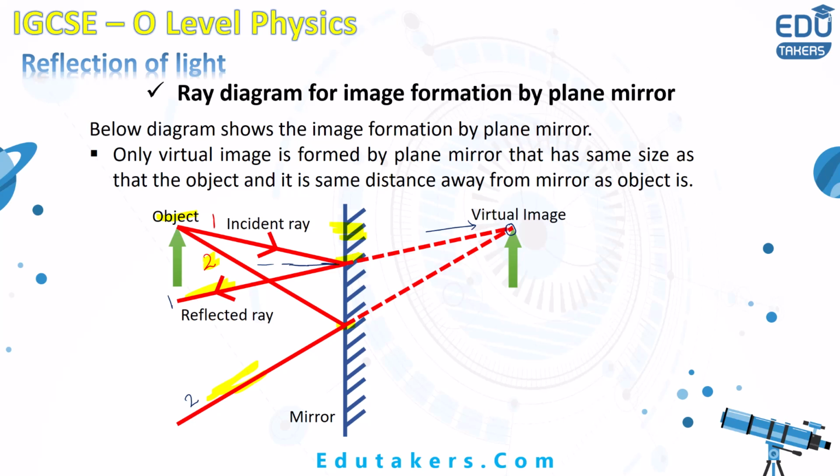And you can see the image is also shown by the green arrow. You can also observe that the distance of the object from the plane mirror is equal to the distance of the plane mirror from the image which is formed by this mirror. And the second thing, the size of the image and object: both of these are of equal size. Suppose the object is 2 cm long, then the image is also 2 cm. So in this way, by extrapolating and finding the point where both of these intersect, you can easily find where the image is formed.